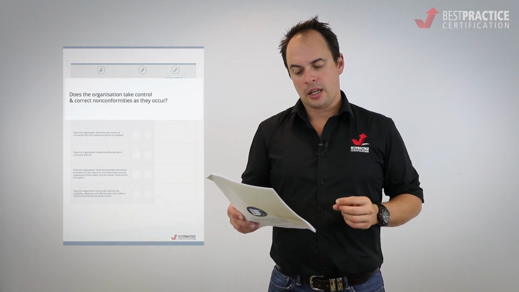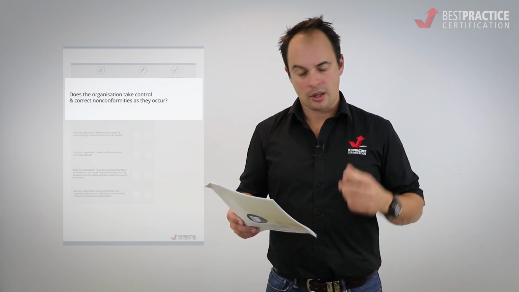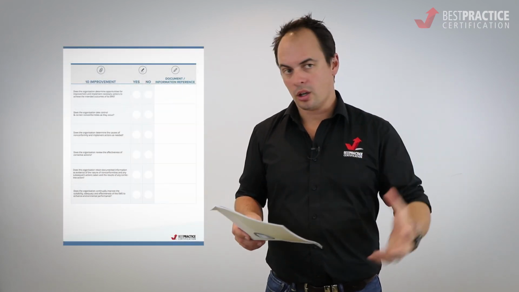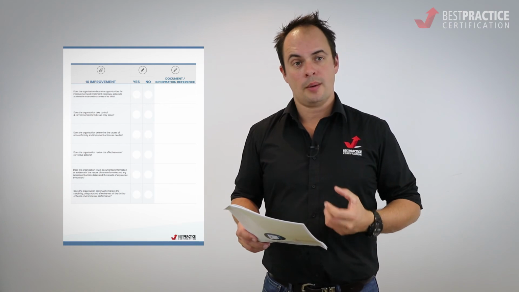Does the organisation take control and correct non-conformities? So that's non-compliance with the standard, non-compliance with legal and other requirements, non-compliance with customer requirements, non-compliance with your environmental specifications in your organisation. How do you track that? How do you identify it? How do you improve it? What controls will you put in place? What training do people need? So it's all about that keep improving every day, corrective and preventative action.